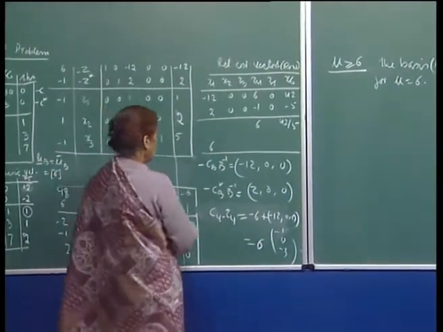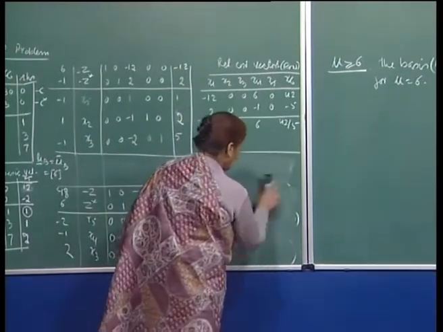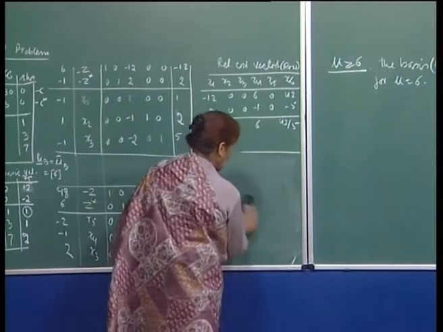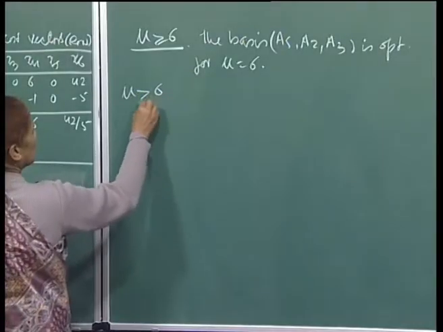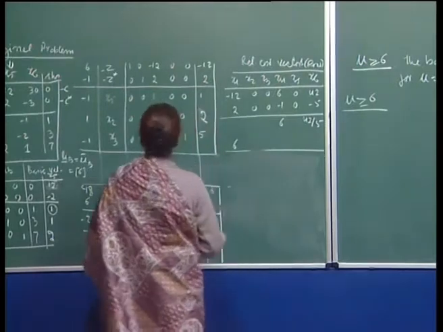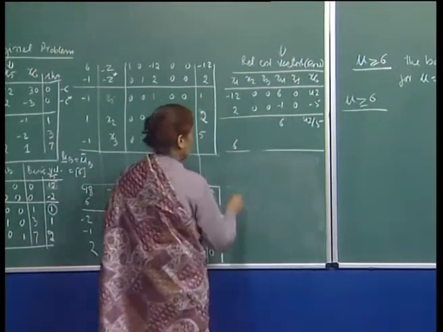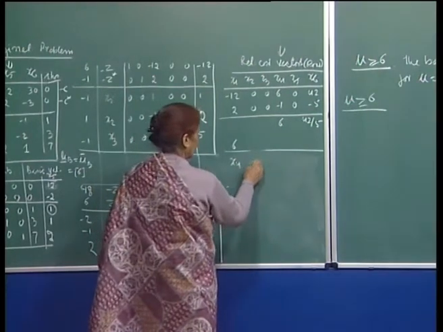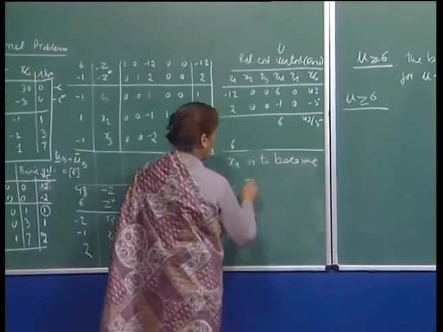But what will you do now, because you have a new basis. So, you have to again check. Now again you want to look at mu greater than or equal to 6. In that case, x4 will be a candidate for entering the basis, right. So, x4 is to become a basic variable.